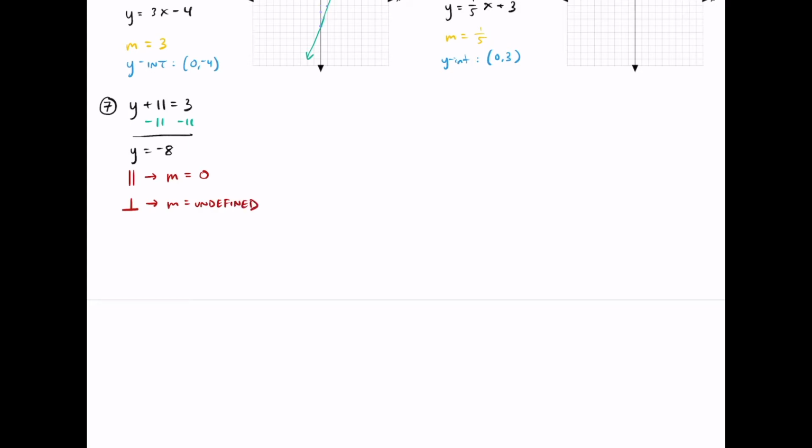Okay, so very, very important. A parallel line to a horizontal line still has a slope of 0, but if you are dealing with a perpendicular one, it would be a vertical line and have an undefined slope. Vertical lines have an undefined slope.